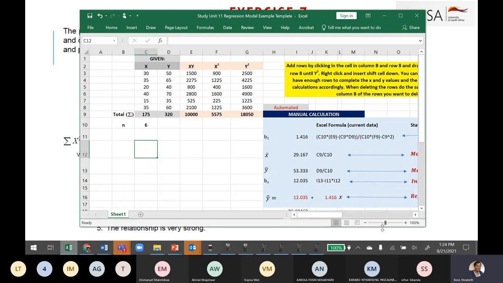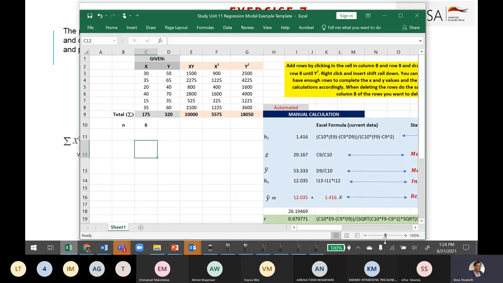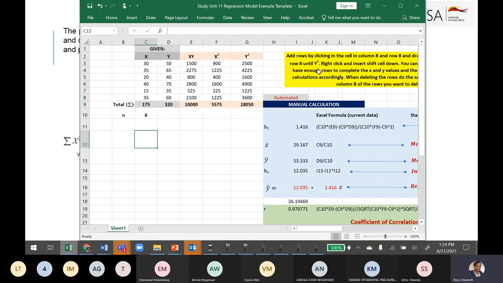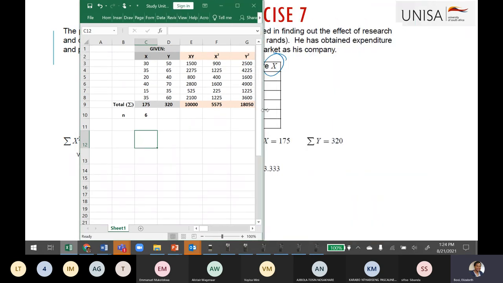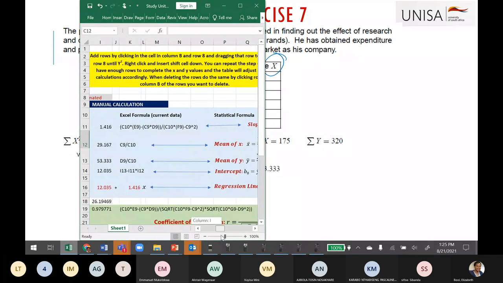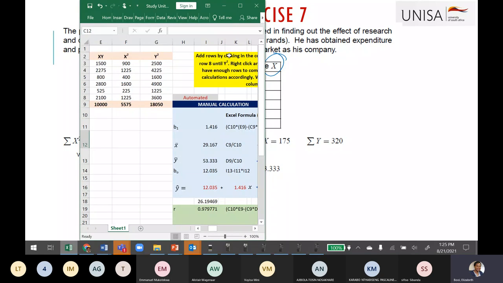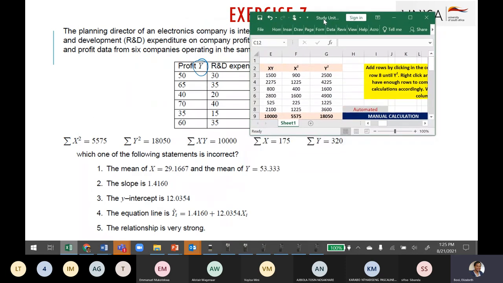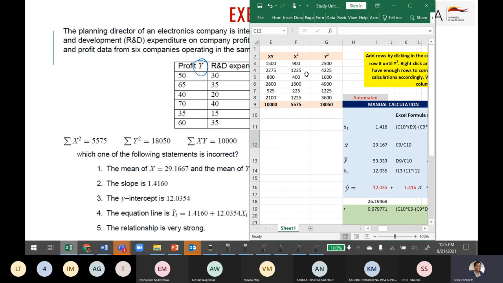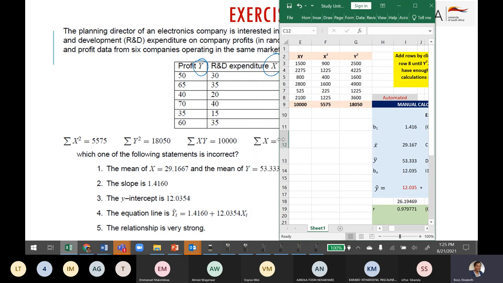To answer the questions, we just require all the values here on the side. So I'm just going to scroll to the side. Only those values. I just need that view. Sorry about that. Trying to do so many things all at once sometimes doesn't work the way you want it.